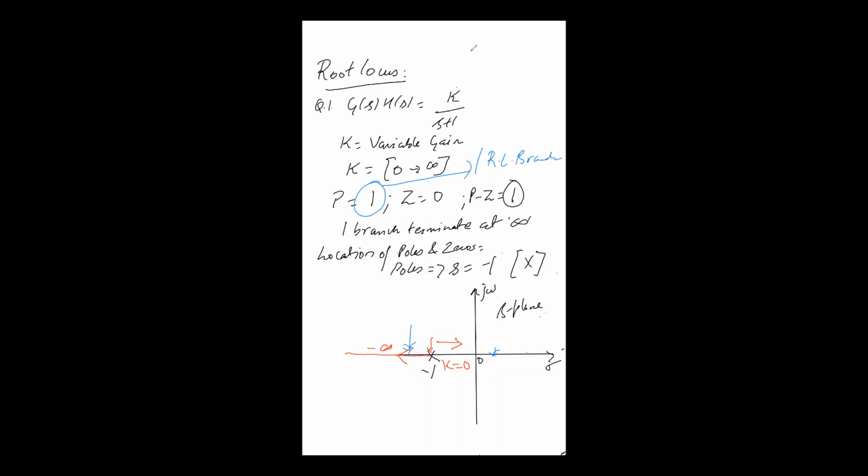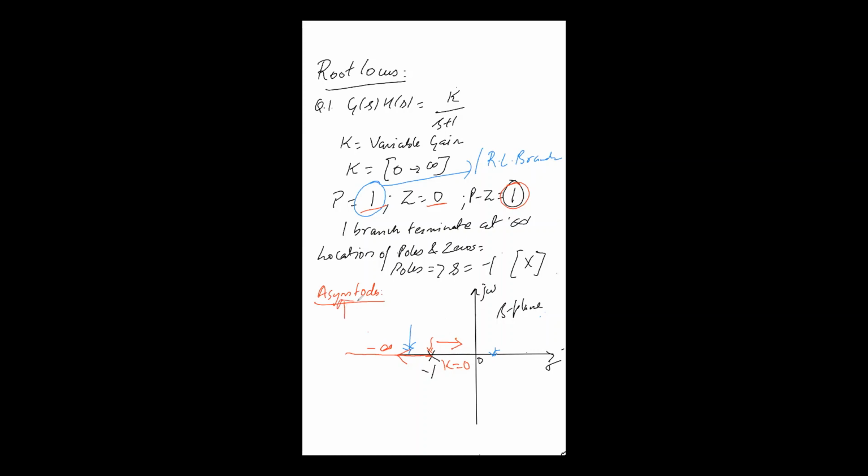Now we will discuss something about asymptotes. If the number of poles is greater than the number of zeros, which is our case, the number of poles here is 1 and the number of zeros here is 0. So there will be one branch which will be terminating at infinity. Now you have to calculate or show how this one branch is terminating at infinity. The root locus branch which starts from here can go like this, can go like this, can go any way. You have to see how it is terminating at infinity. So it will terminate at infinity along the asymptote.